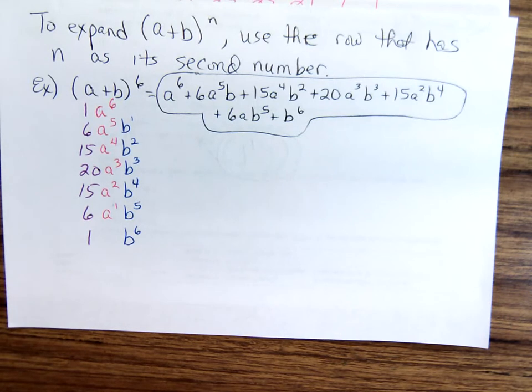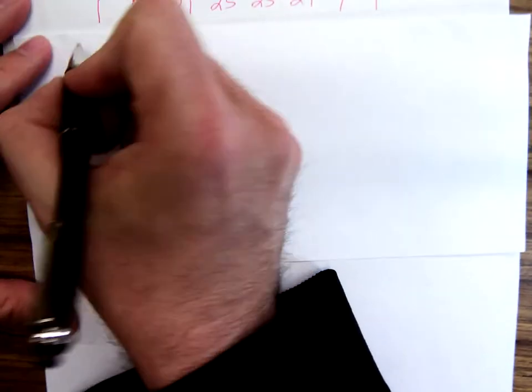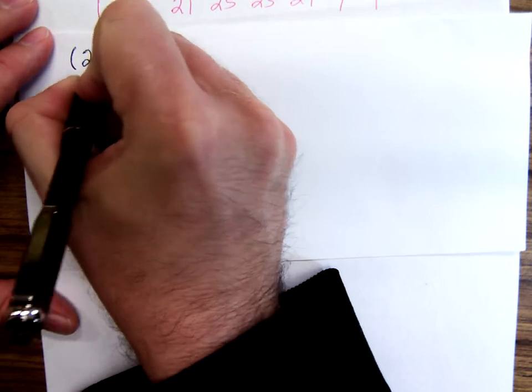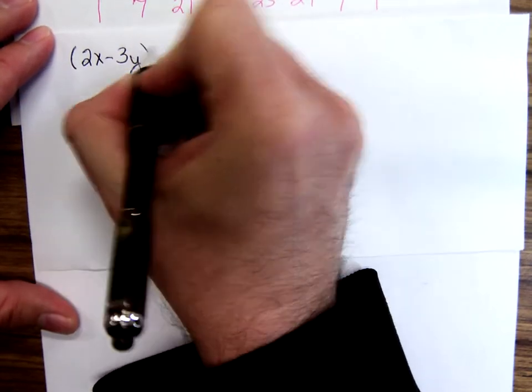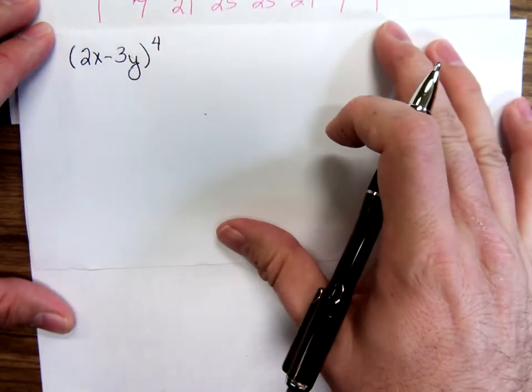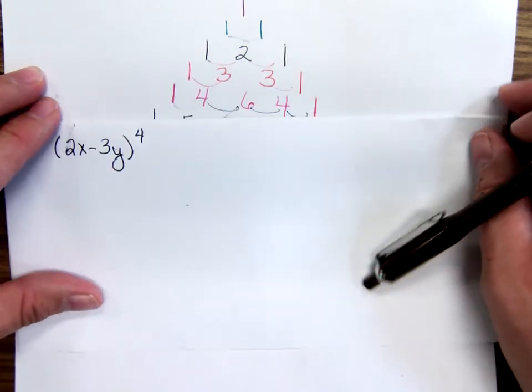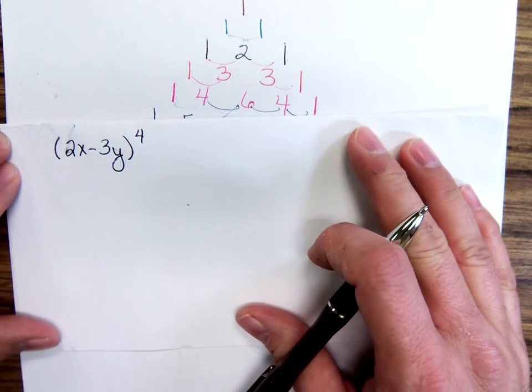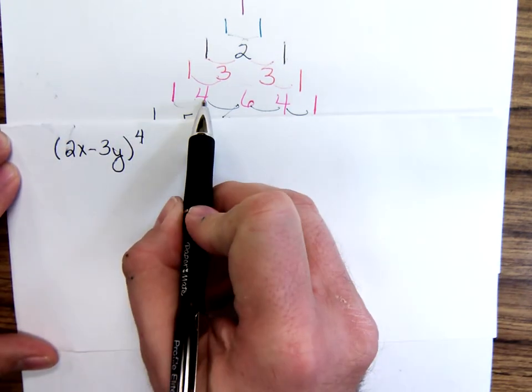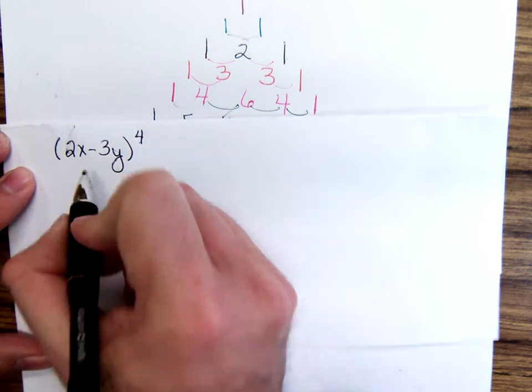For instance, let's try this one. Suppose we have to expand 2x minus 3y to the 4th. That's what I'm going to expand. You use the row that has 4 as its second number. So you write down 1, 4, 6, 4, 1.